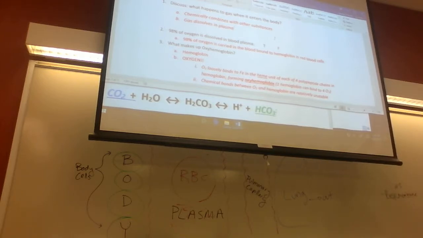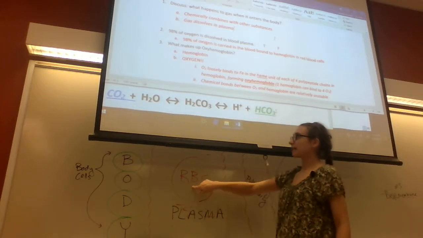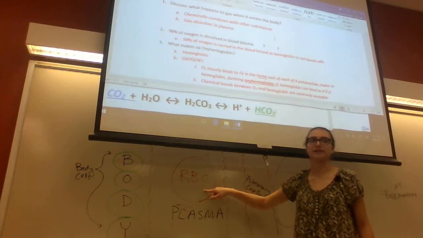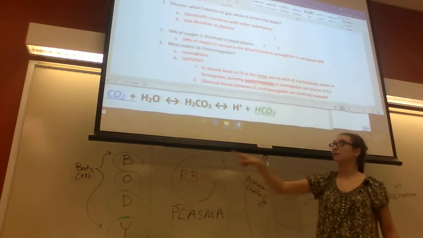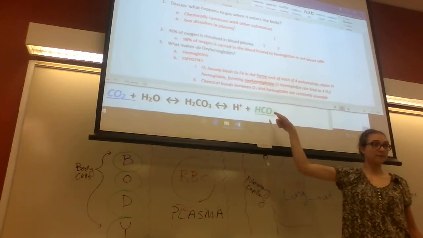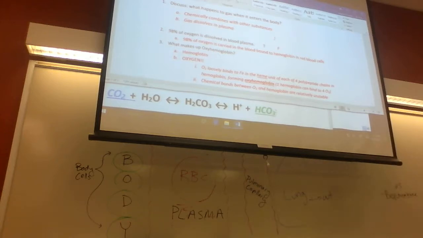So looking at statement number 2, 98% of oxygen is dissolved in blood plasma. This is false. 98% of oxygen is carried in the blood bound to hemoglobin in the red blood cell. And how is carbon dioxide carried? In the red blood cell as bicarbonate ion. So just keep that in mind. This equation will come back. So what makes up oxyhemoglobin?